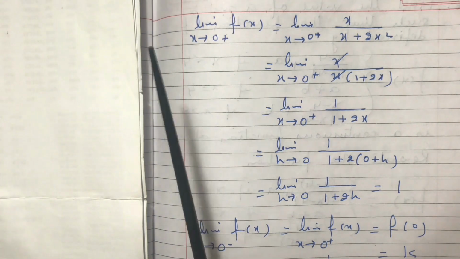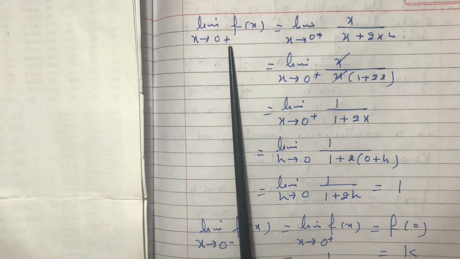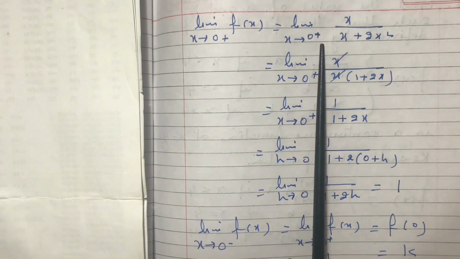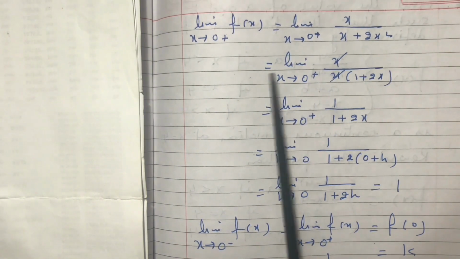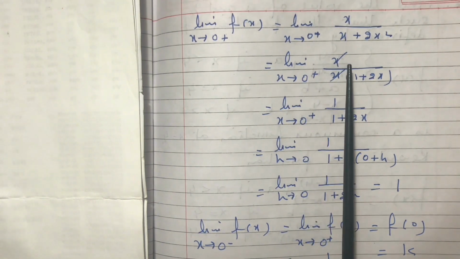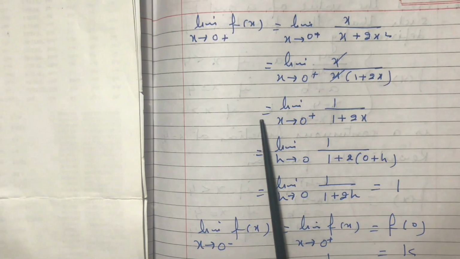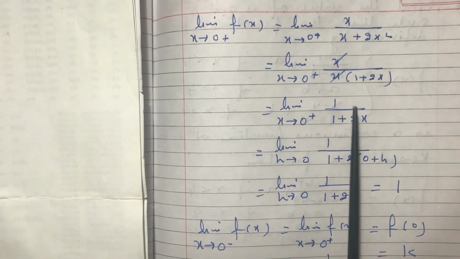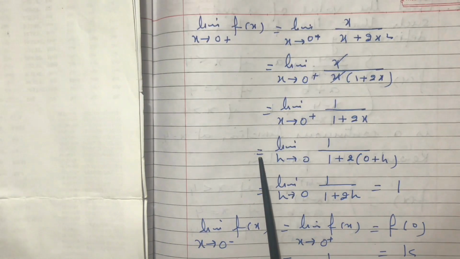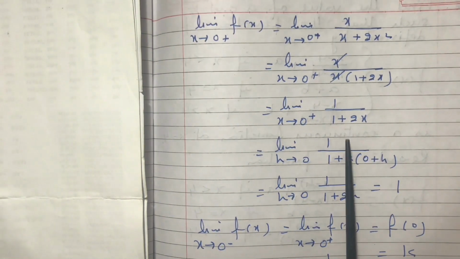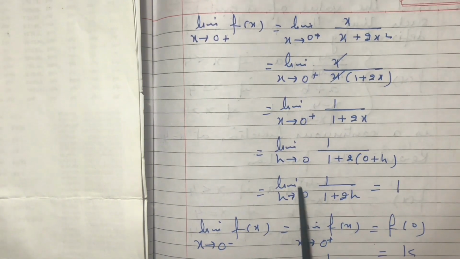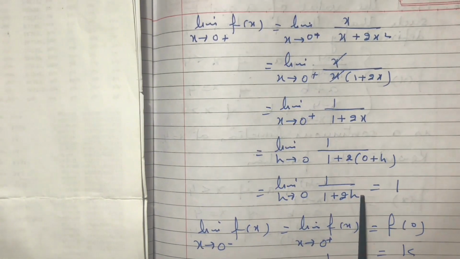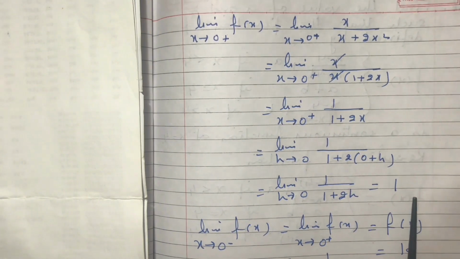Now I'm going to find the right hand limit. Limit f(x) as x tends to 0 plus is equal to limit x tends to 0 plus. We will write this function here, x upon x plus 2x square. This is equal to limit x tends to 0 plus x upon, take x common, I'll have 1 plus 2x in the bracket. This is equal to limit x tends to 0 plus 1 upon 1 plus 2x. This is equal to limit 1 upon 1 plus 2, instead of x write 0 plus h. This is equal to limit 1 upon 1 plus 2h. When you write h as 0, this is equal to 1.